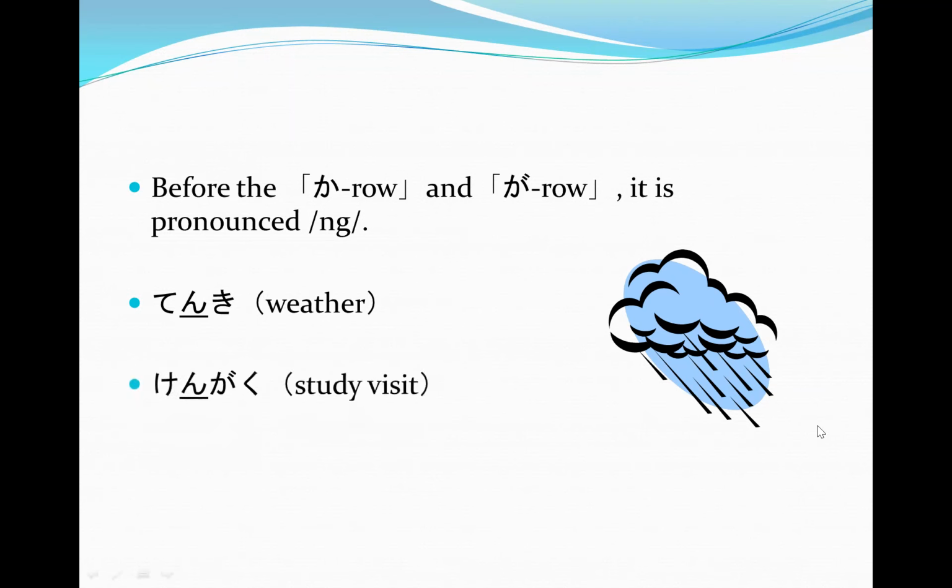Another example that we have is kengaku, or study visit, something like your field trip. It is read as kengaku because the n appears before the ga, which is under the ga row, of course. Again, kengaku. Study visit. Slowly, per syllable, kengaku. Study visit.